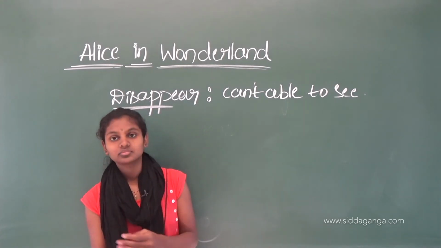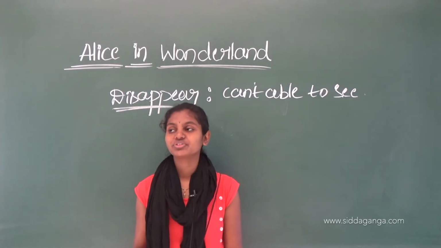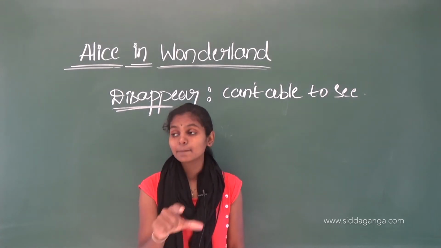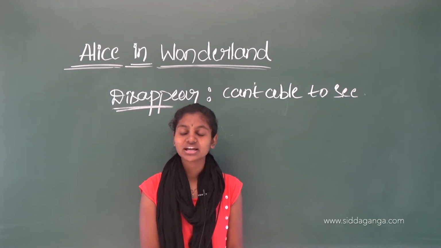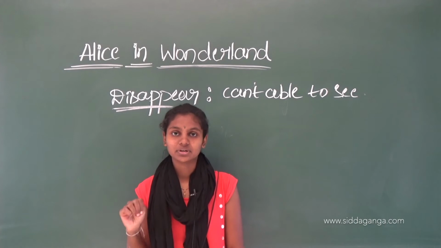Okay, what happened here? Alice came to the end point of that rabbit hole and she looks around. Then she saw a white rabbit and that rabbit is telling that I am getting late, I have to go, like this. It will say and it will disappear.